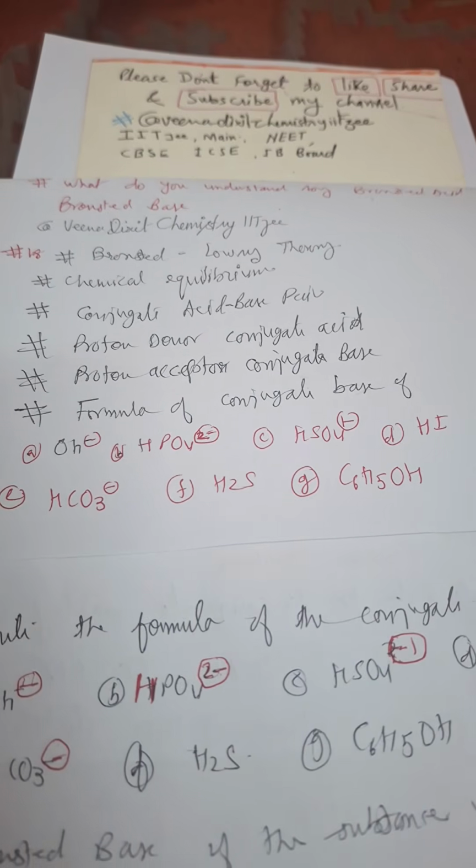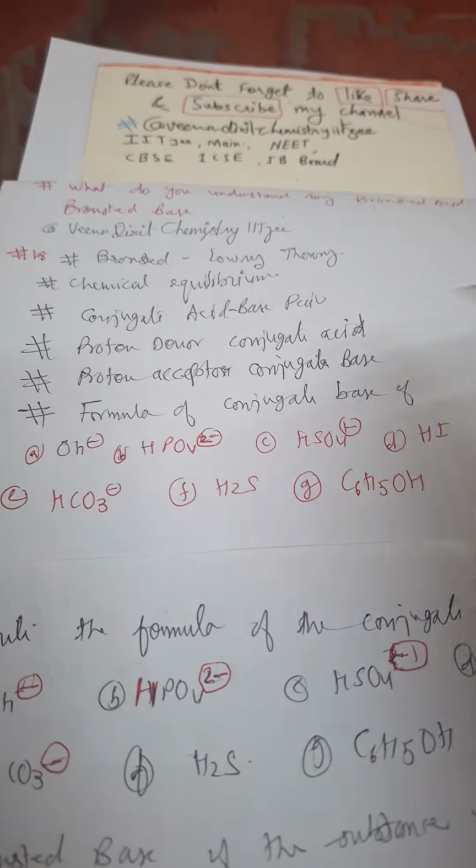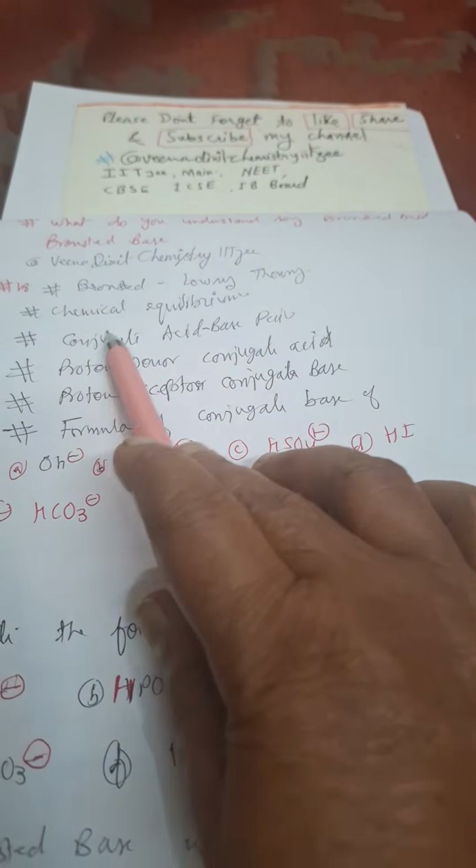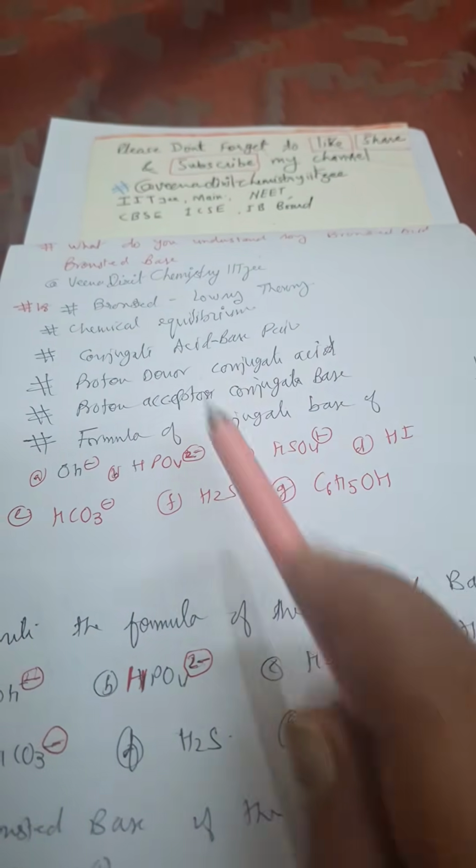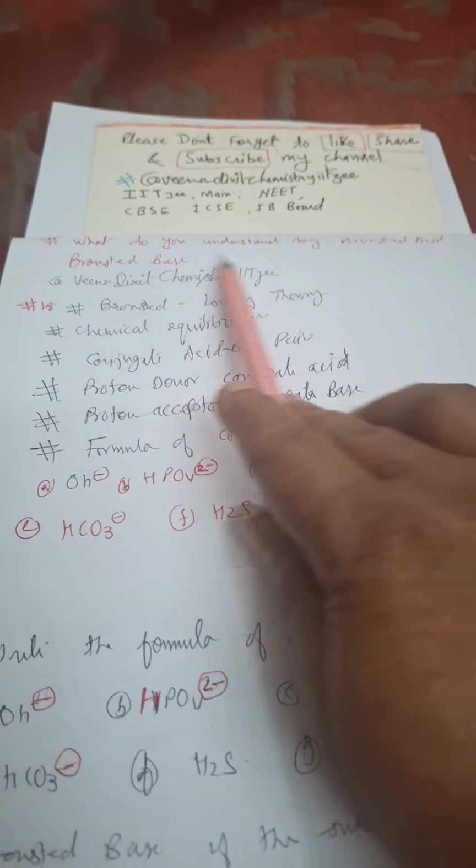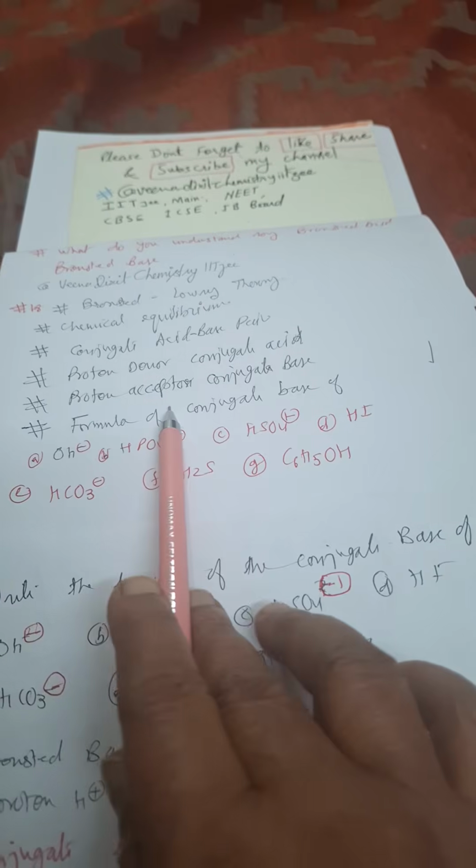Hello student, we are discussing chemical equilibrium. What is Brønsted-Lowry theory, chemical equilibrium, and the conjugate acid-base pair? What is a Brønsted acid, and what is a Brønsted base? The proton acceptor is the conjugate base, and the proton donor is the conjugate acid.